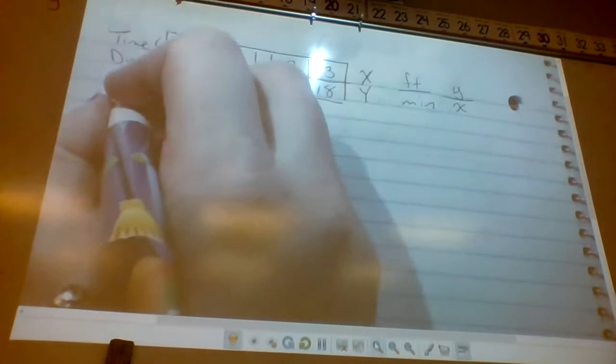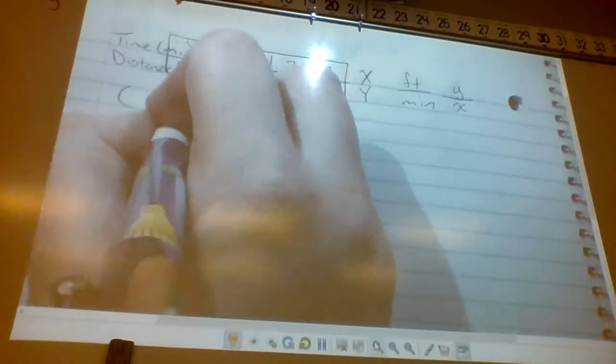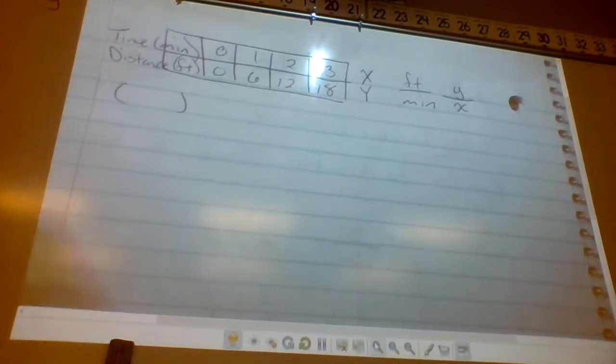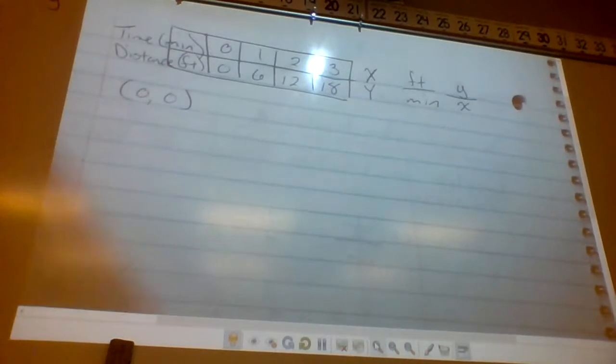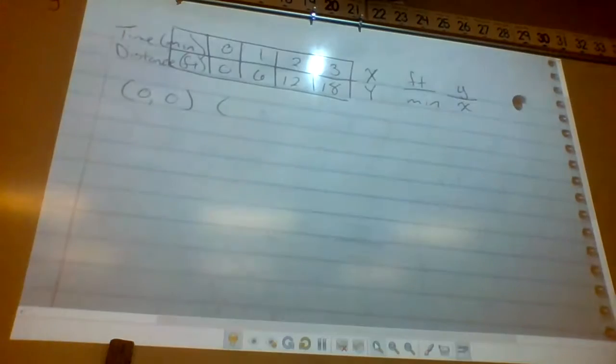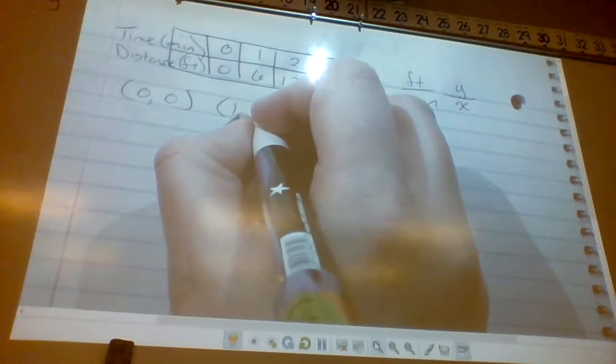We have to set up our ordered pairs. What is the first ordered pair you see up here? 0, 0. What is the next ordered pair? Is it 6, 1 or 1, 6? Why is it 1, 6? Because it's X and then Y.